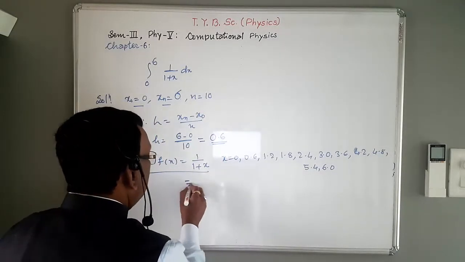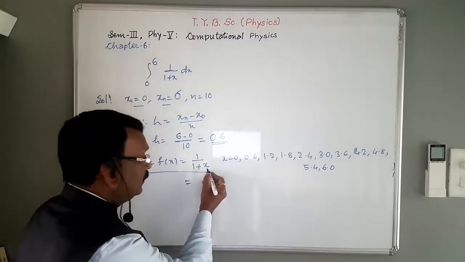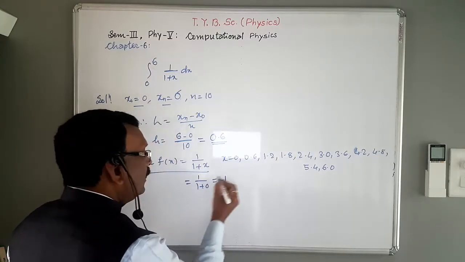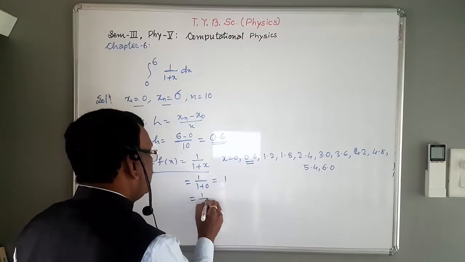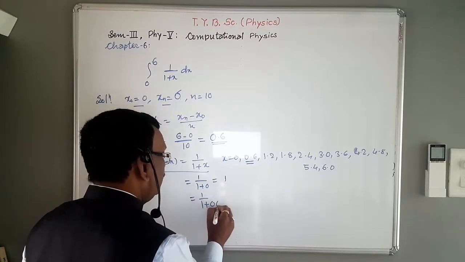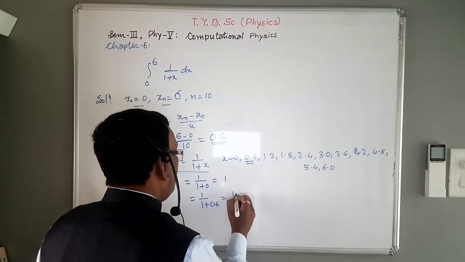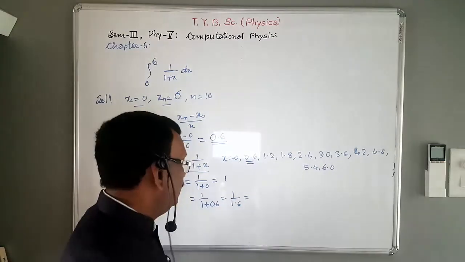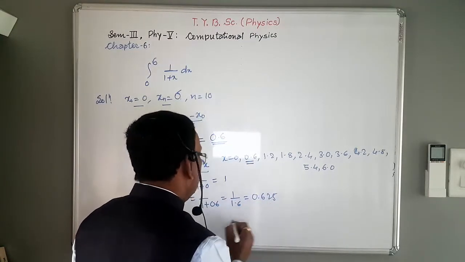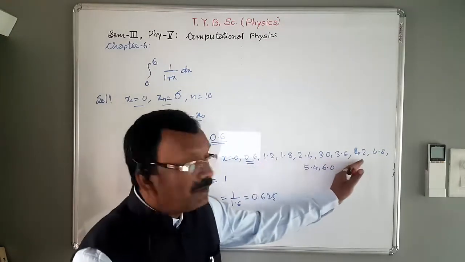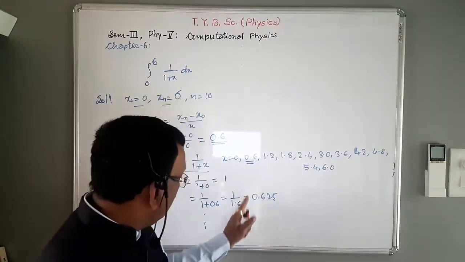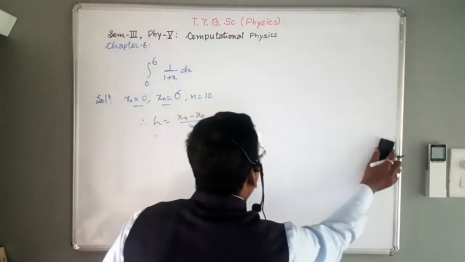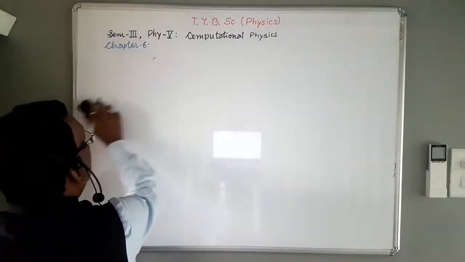Suppose we use the value of x is equal to 0, then 1 upon 1 plus 0 is nothing but 1. Then for x is equal to 0.6, we have 1 upon 1 plus 0.6, which is 1 upon 1.6. Make the calculation, and this is nothing but 0.625. In this way, for all such values of x there are different values of y, which are tabulated in the table like this.